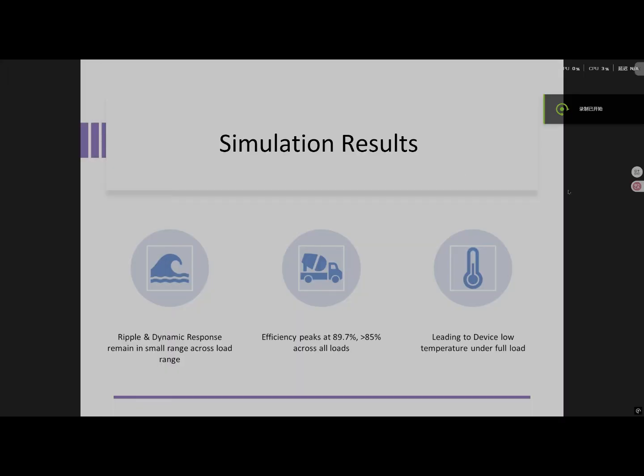The current keeps a very stable output even when the load changes suddenly. Low ripple, fast settling, no overshoot. Our peak efficiency is about 89.7% and we stay above roughly 85% across different loads. Also, even under heavy loads, the temperature stays low, which means less thermal stress and better reliability.